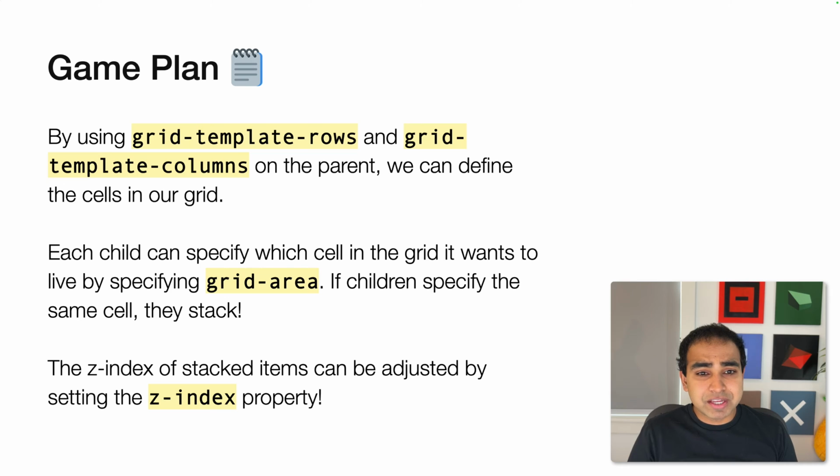By using grid template rows and grid template columns, we can define the cells in our grid, and we specify that on the parent. Each child element can specify which cell in the grid it wants to live in by specifying a grid area value. And if children specify the same cell, they overlap, they stack. And the Z index of the stacked overlapped items can be adjusted by setting the Z index property.